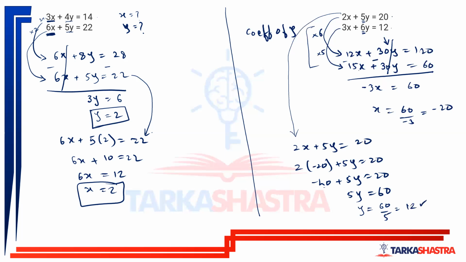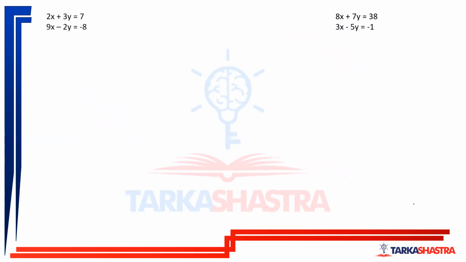This is how you solve linear equations. Let us try two more examples. 2x plus 3y is equal to 7. 9x minus 2y is equal to minus 8. These are the two equations provided to us.